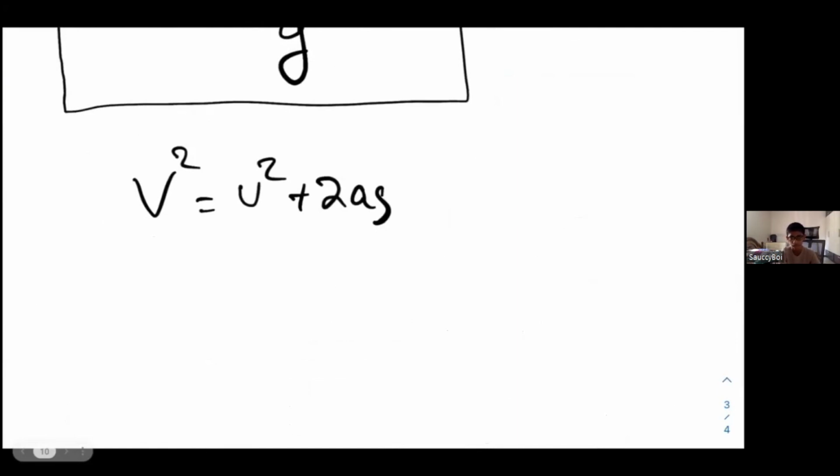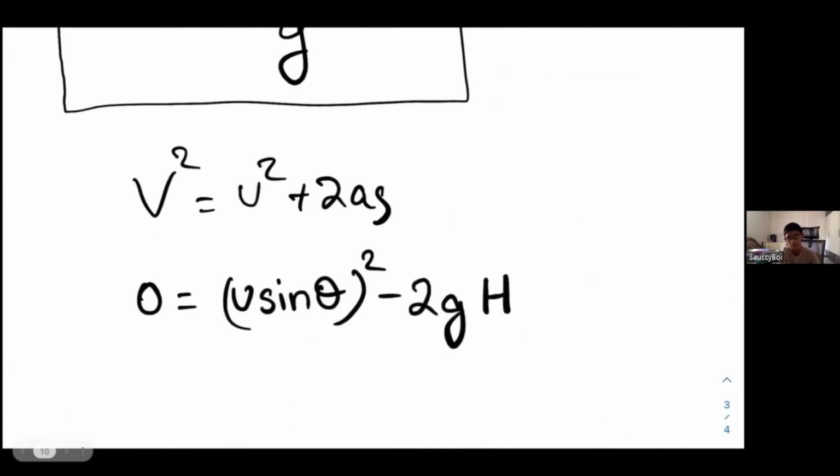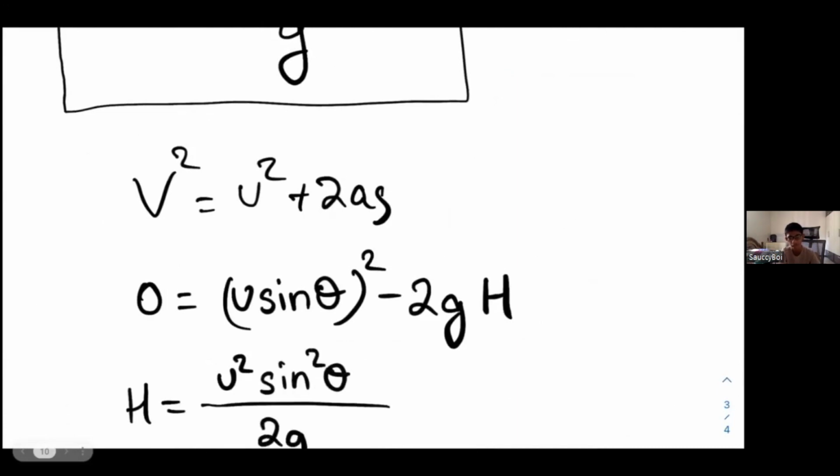Now what we can do is substitute all the values. 0 equals (u sine theta) whole squared minus 2gh. Solving for h, we get h equals u squared sine squared theta by 2g.